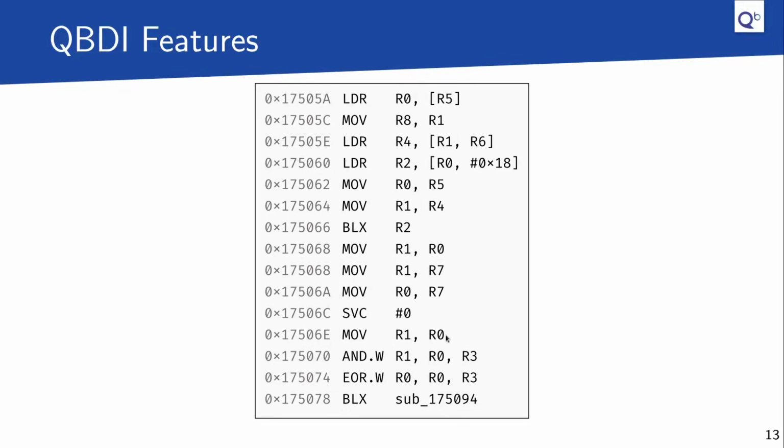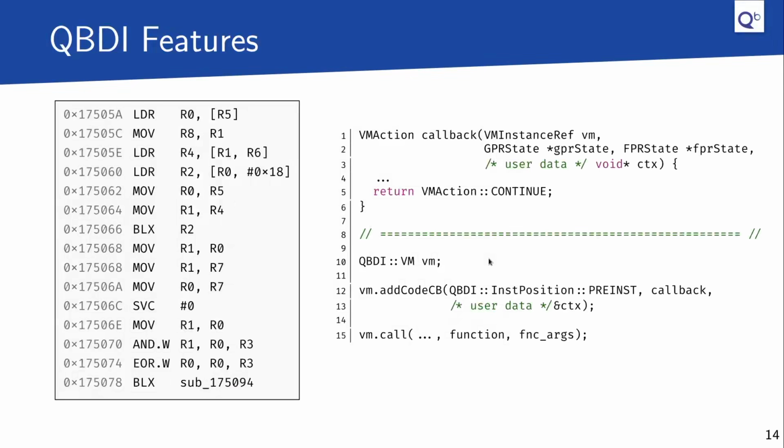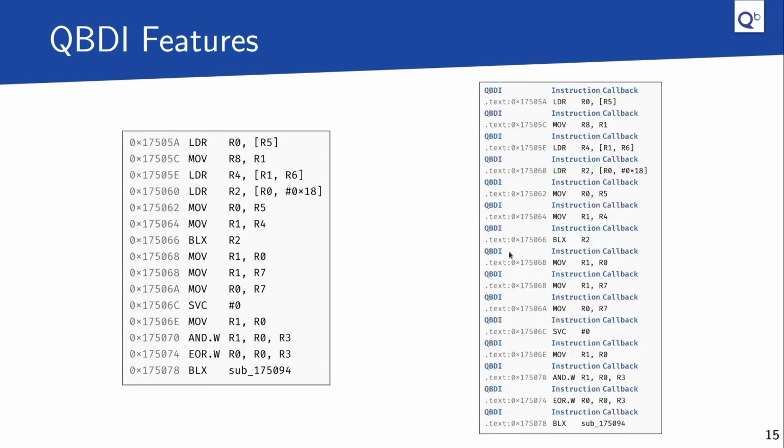So let's consider this piece of code. Here you have a basic block that you want to analyze. With QBDI, we will set up some callbacks before all the instructions by using the add code callback method. Doing so will set up callbacks that will process the instructions, and for instance, you can analyze the registers within this callback. From a logical point of view, it gives you this figure. Here is the original code, and here you have your callback in which you can read the registers, modify the registers, skip the instruction, and so on.